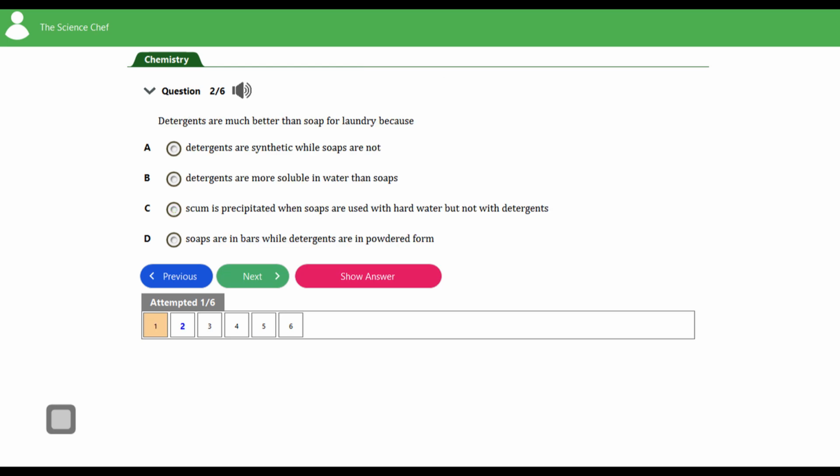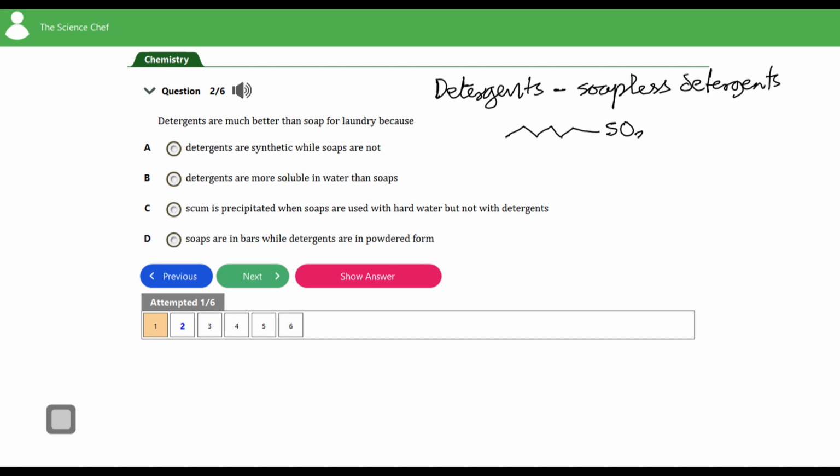Question 2. Detergents are much better than soap for laundry because the major difference between detergents and soap is their structure. Detergents are called soapless detergents with this structure.